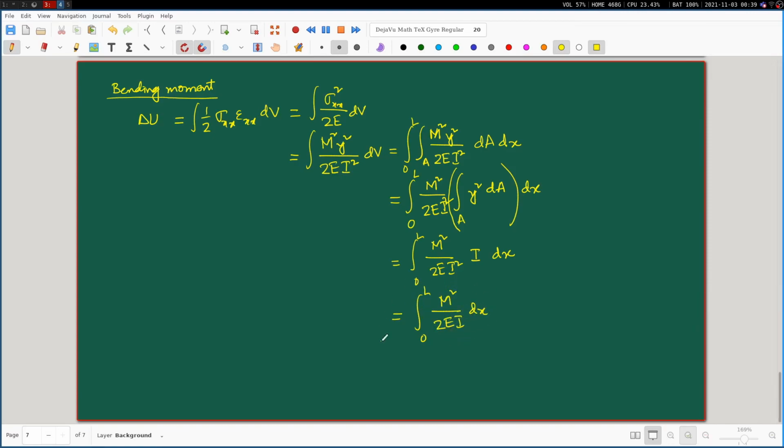So for beam problems, this is extremely important. Okay, I cannot emphasize this enough. Delta U, the total strain energy change associated with a bending moment, will be given by this expression. Remember this. Okay, this is extremely important. It comes time and again in every problem involving a beam, involving a shaft. Okay, so this is for bending moment.